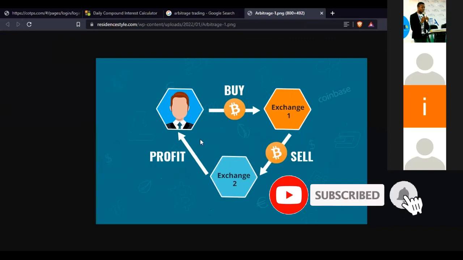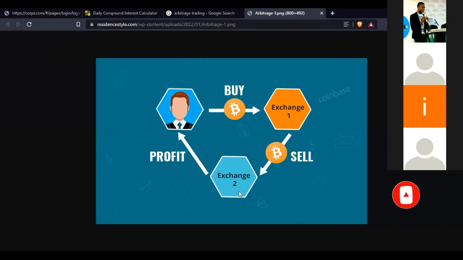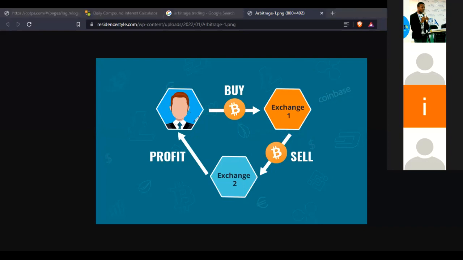This picture here is a typical example of what arbitrage trading is. So you are the one who is buying from exchange A. This is you here. Let's say your name is Tony, and you are the one doing the arbitrage trading.